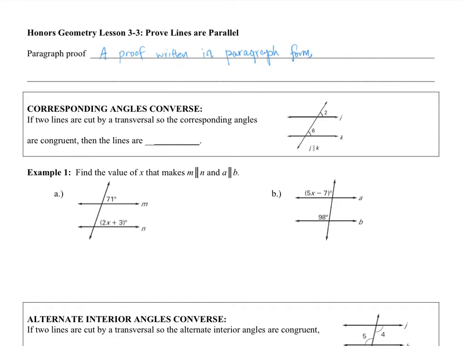Now, let's look at the corresponding angles converse, which is just the opposite of the corresponding angles postulate. It states that if two lines are cut by a transversal, so the corresponding angles are congruent, so angle 2 is congruent to angle 6 here in the picture to the right, then the lines are parallel, meaning J is parallel to K. So I'm going to write parallel here.